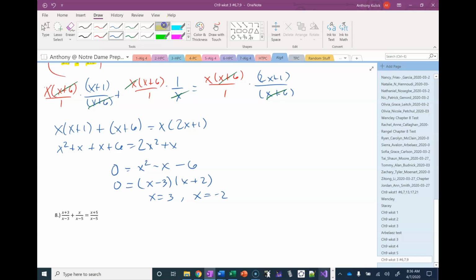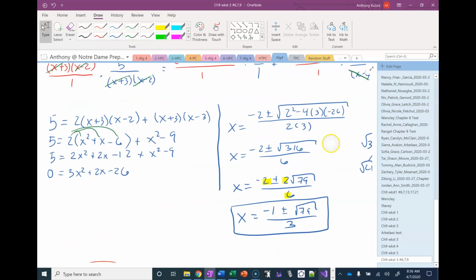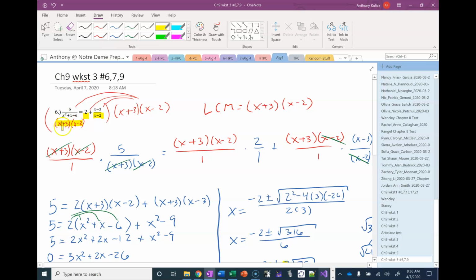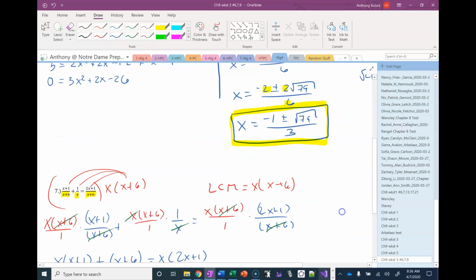I guess it's worth noting here that I should really be checking these. So if I go back to the previous one that I did before, there's really no need to check this, because the only thing that's going to give me a 0 denominator is -3 or +2. And I don't know what this is, but it's not that.